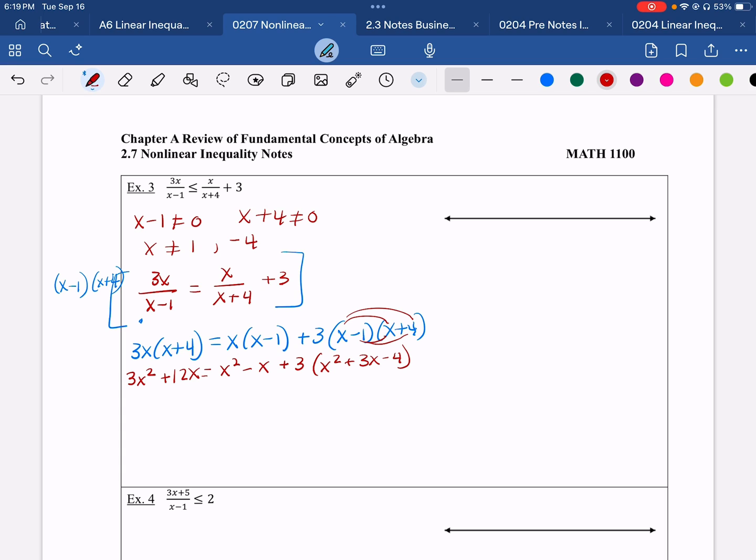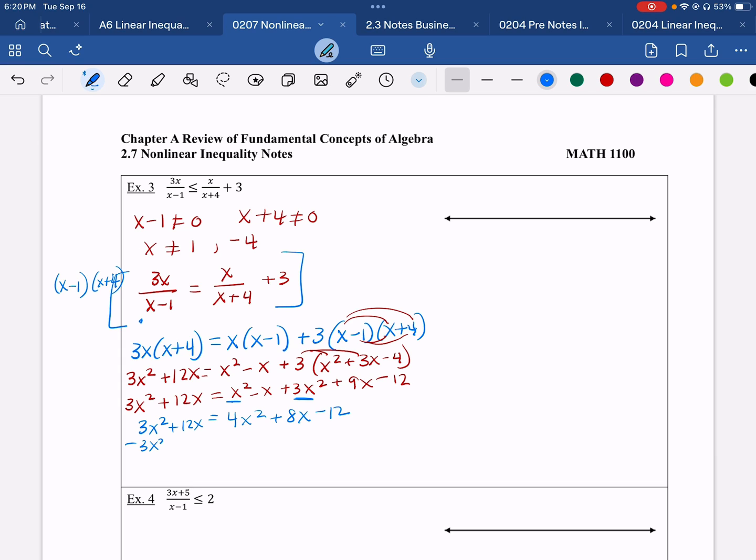So I'm definitely going to have to get stuff on the same side. Right now, I'll just keep the 3x squared plus 12x equals x squared minus x plus 3x squared, I'm distributing, plus 9x minus 12. Okay, so let's get everything to one side. It looks like I'm going to have a 4x squared. Well, we'll simplify this first. 4x squared plus 8x, and then minus 12.